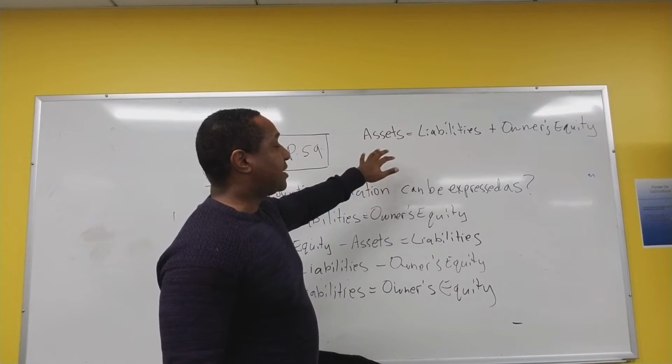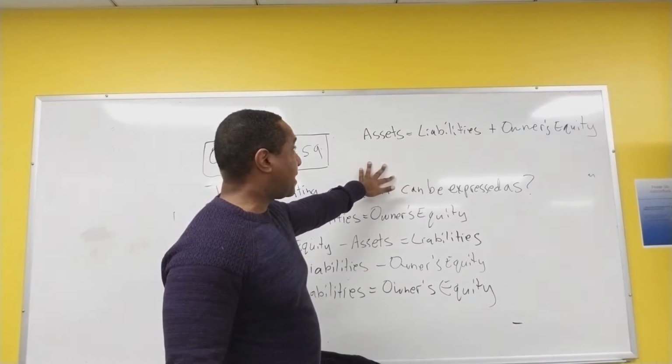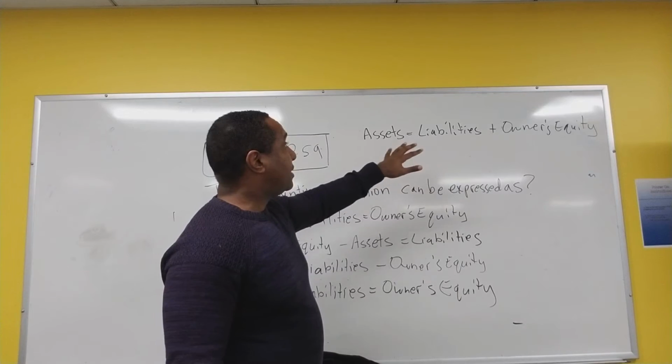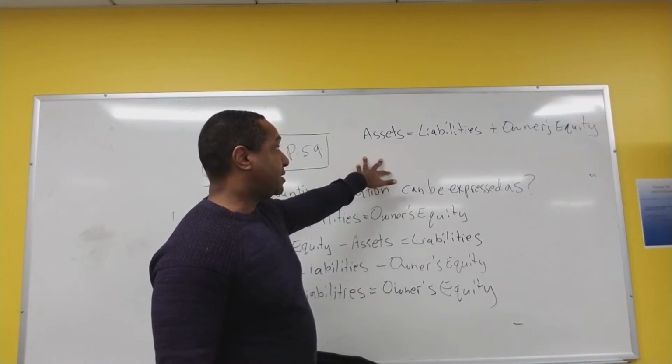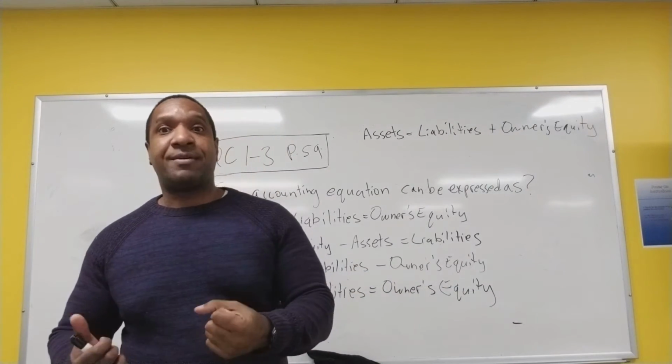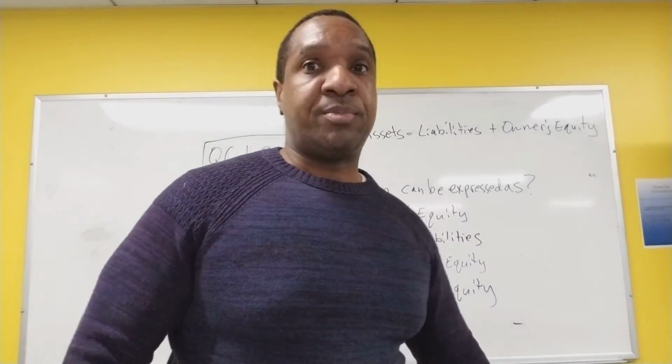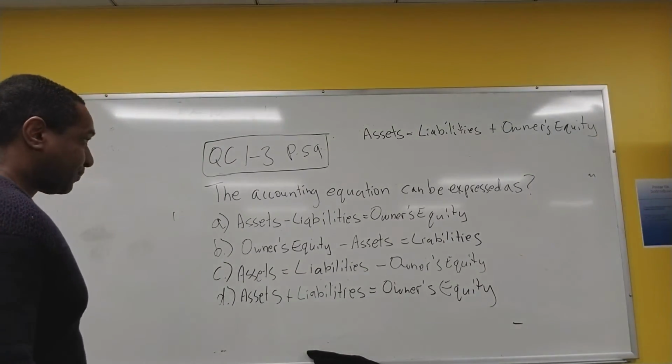So one thing is, keep in mind the assets equal liabilities plus owner's equity. Assets are things that the business owns and can convert to cash. So liabilities are claims against these assets. Owner's equity, that's what's left over for the owners of the business. So let's take a look at this.